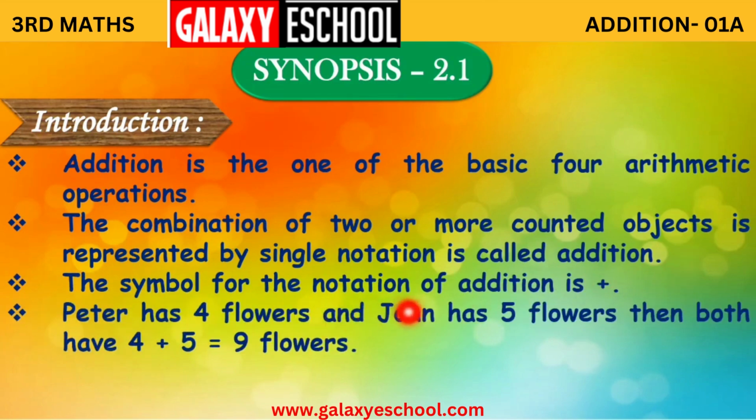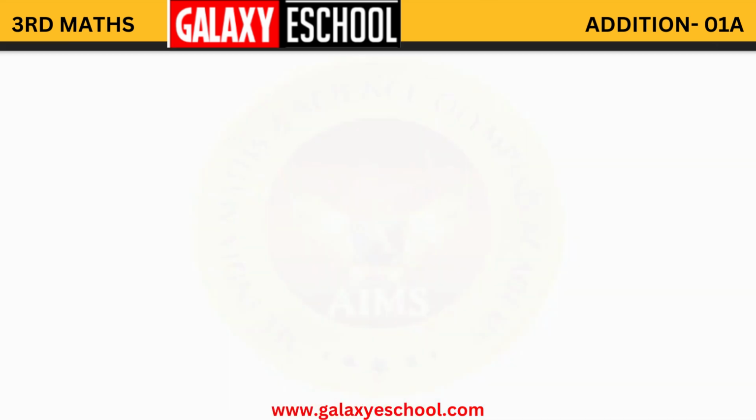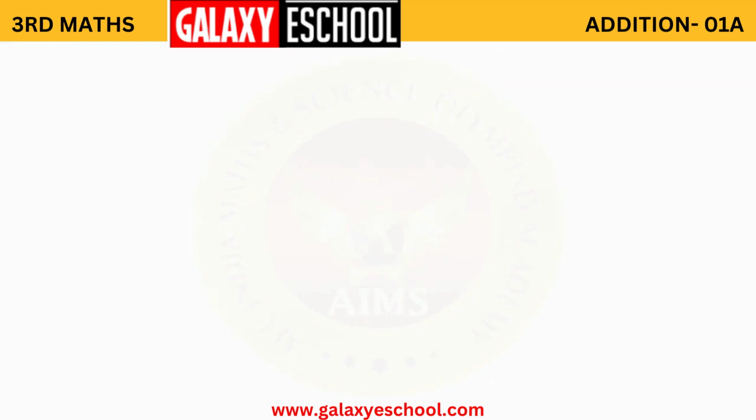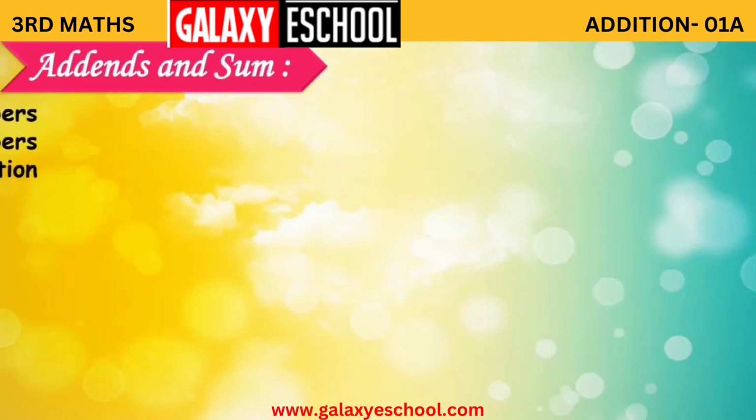Peter has 4 flowers and John has 5 flowers. Then how many do both have together? 4 plus 5 is equal to 9 flowers. Therefore, the addition of two different units cannot be expressed in a single unit. See, we are using two different units and expressing it. Using what? Using addition. Addition is the combination of two or more counted objects.